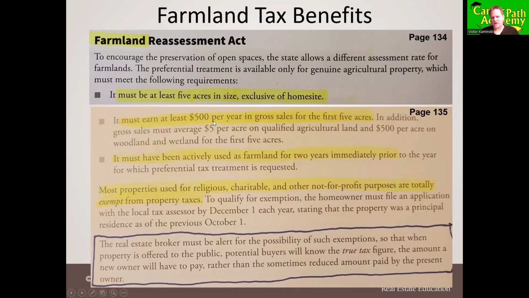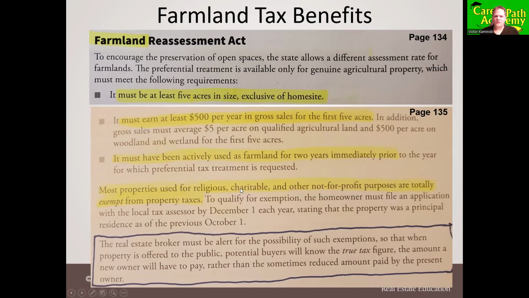But we have to study $500. Don't raise that to $1,000 in the book, because $500 a year still applies to wetlands and woodlands, okay? And for the exams, we got to go with that lower amount, okay? Because remember, for exams, whenever there's an exception to the rule, you follow the exception rather than the rule. So you have to have at least 5 acres of land exclusive to the home site and gross $500 a year and used it for farmland for at least 2 years before you could get the tax break of paying only with a 98% tax break.